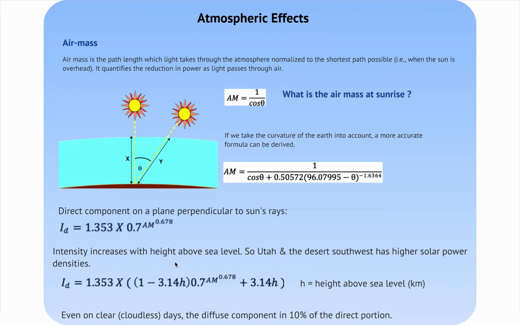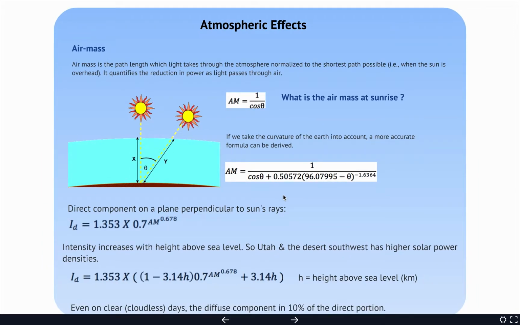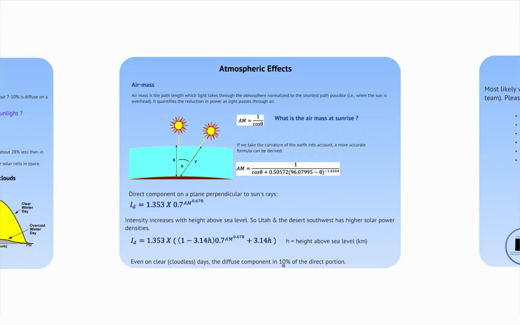Intensity increases with height above the sea level. So in Utah and the desert Southwest, we have higher solar power densities because we are higher up. You can account for that by including this h in this expression here. This is the height above the sea level. Also not terribly important. We won't use these, but it's something you should be aware of. Even on clear cloudless days, the diffuse component can be 10% of the cloud portion.